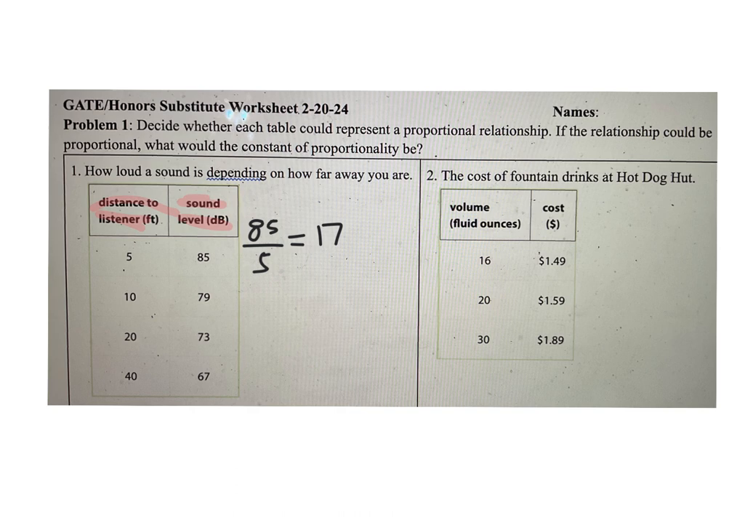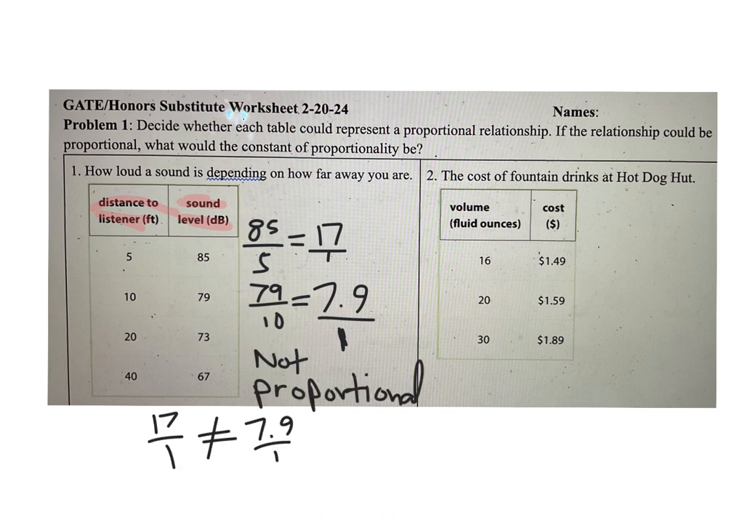Now we're going to do that comparison again for the other rows in the table, and let's see what we get. As we're doing this, you can see that from the second row, there's already a different value. There is no constant of proportionality because you go from 17 decibels per 1 foot, and then the next one is 7.9 decibels per 1 foot. So it's not a proportional relationship for problem number 1, and that's because 17 is not equal to 7.9.